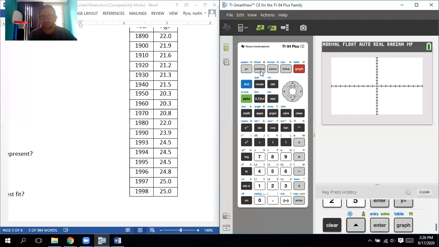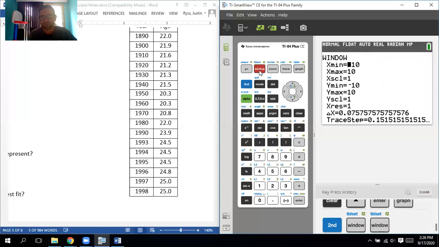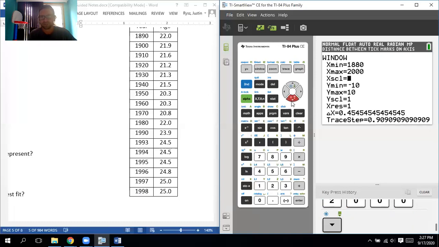So we've got to change our window. If you press second window, actually no, not second, just straight up window, we've got to change our scale here. So our X min, what's the lowest number? We got 1890. I'm going to go a little bit lower than that. Our X max, well, we go up to just about 2000, so I'm going to put 2000 here. Don't worry about the scale. That's just how many tick marks we'd want. We can put 10 here, which means we'd see a spot every 10 years.